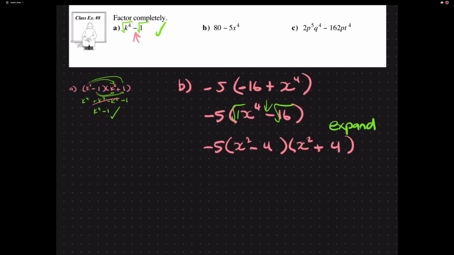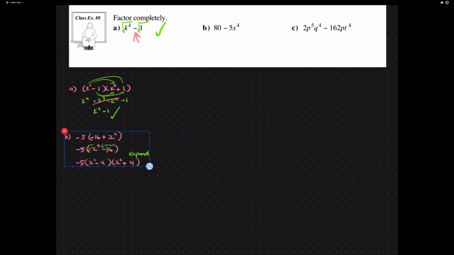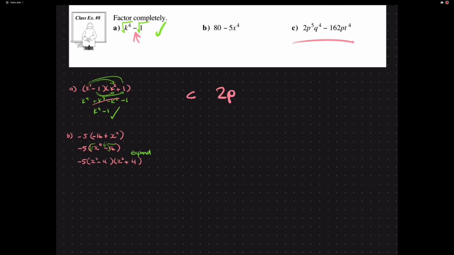And let's move on to the last example here, which is C. So let me just move this out of the way so we can see our original question while we're working. Okay, C. So can we pull anything common out of this? Well, I'd say a 2, a P, but we can't pull out that Q. So we can pull out a 2 and 1P. So I'll pull out a 2P.